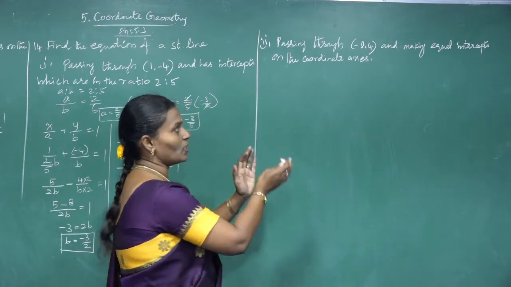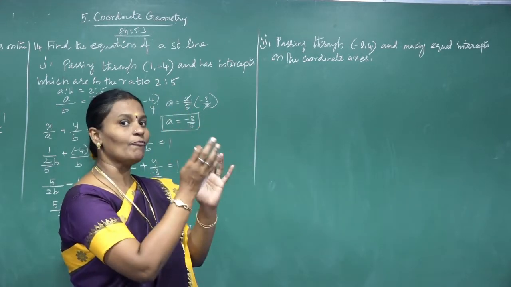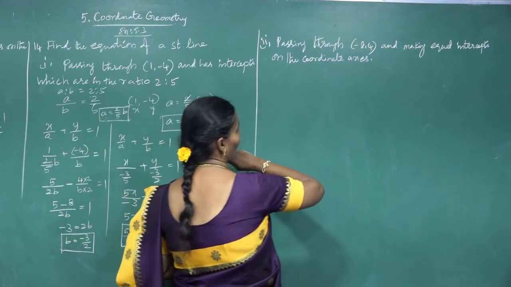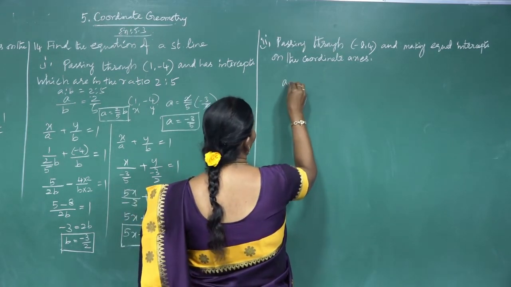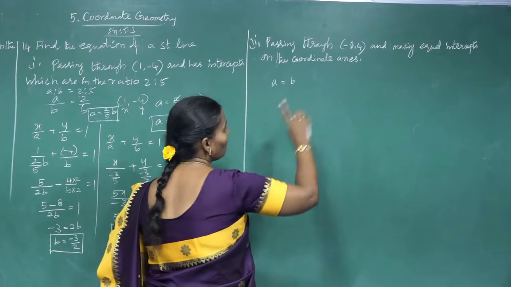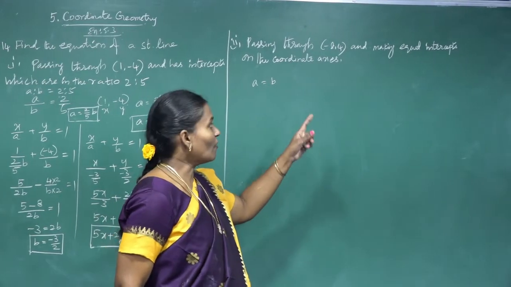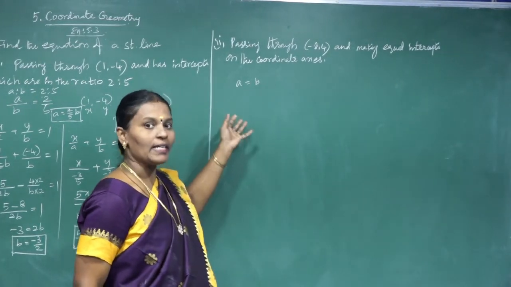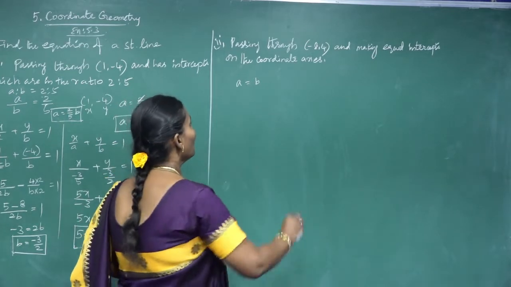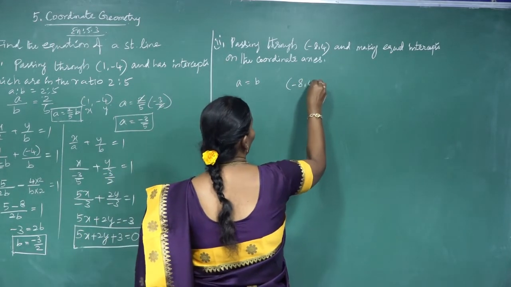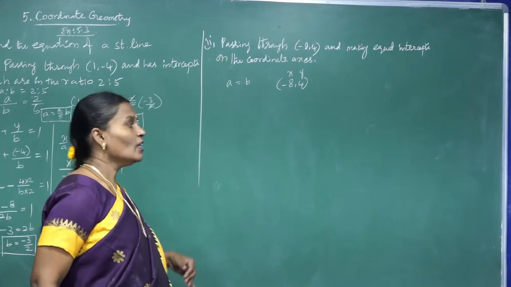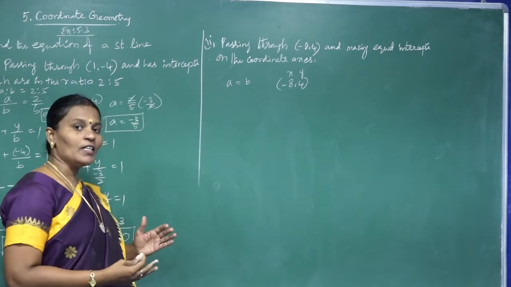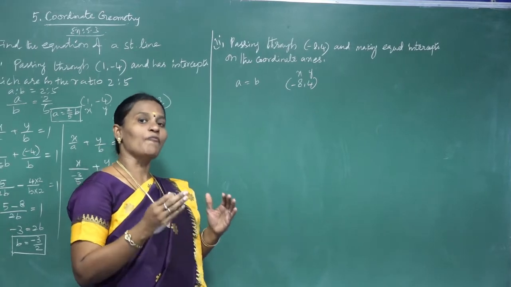Okay, that line passes through the point minus 8, 4. One point also given. So what is given here in this question? A is equal to B. This is the condition. So equal intercepts means you consider A is equal to B. And one point is minus 8, 4. You consider this is a x coordinate, this is a y coordinate. So now you take your x and y intercept form.